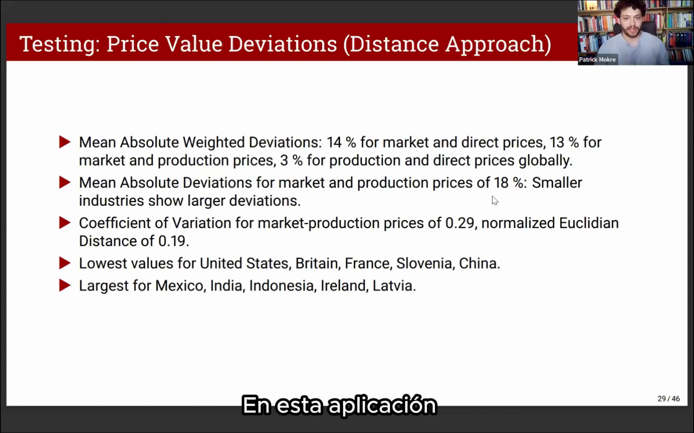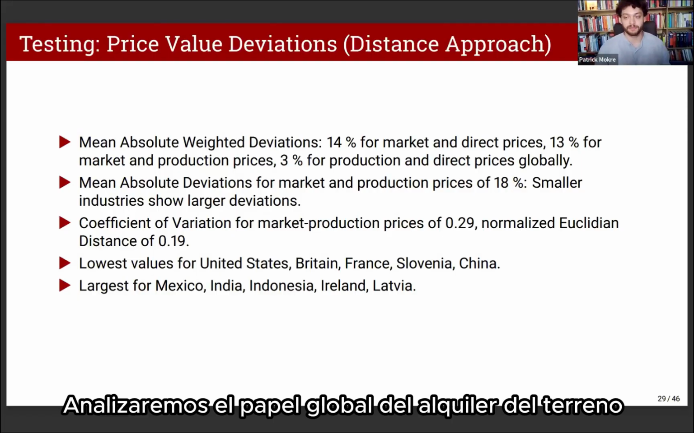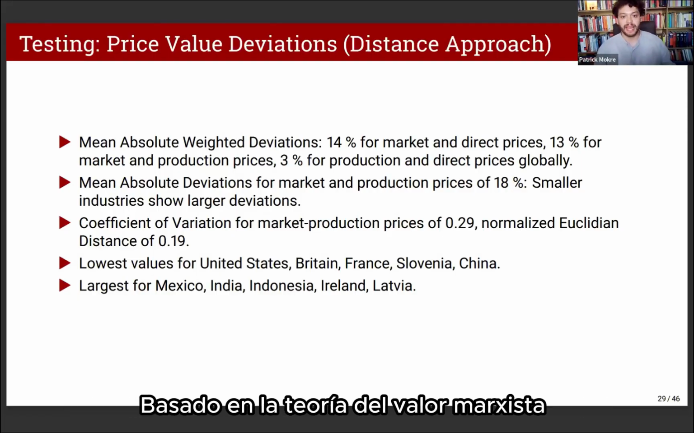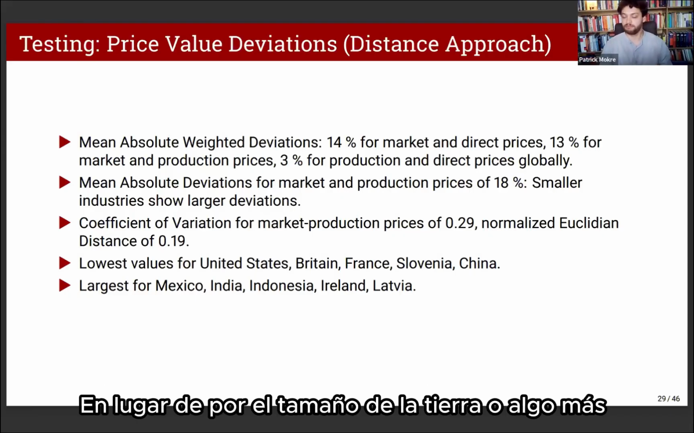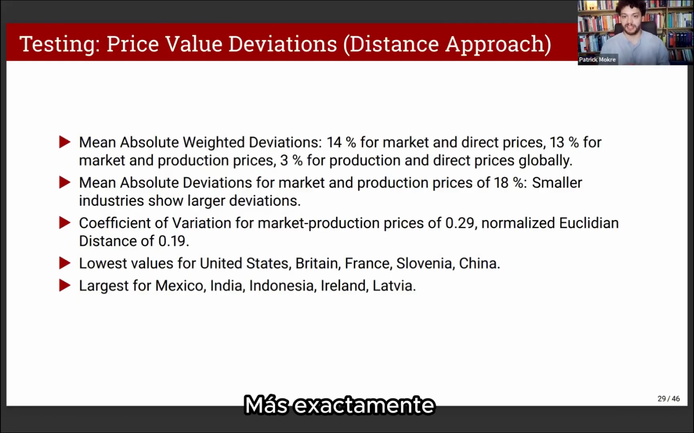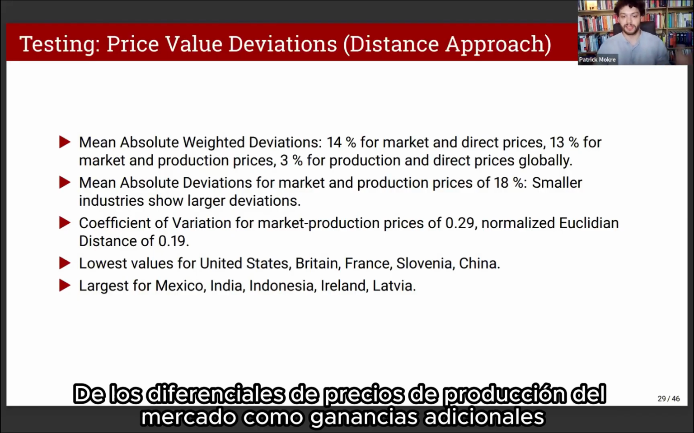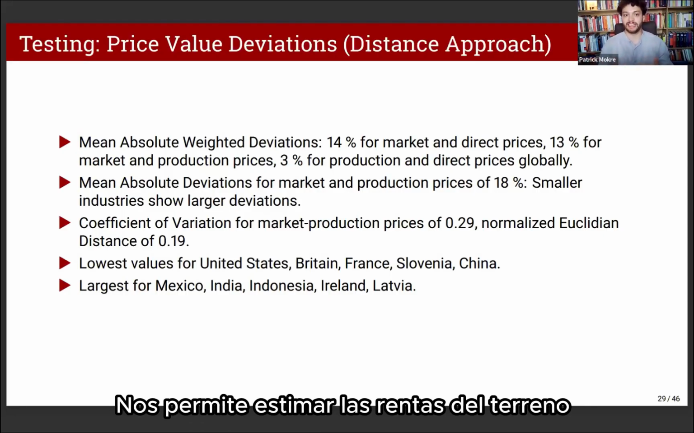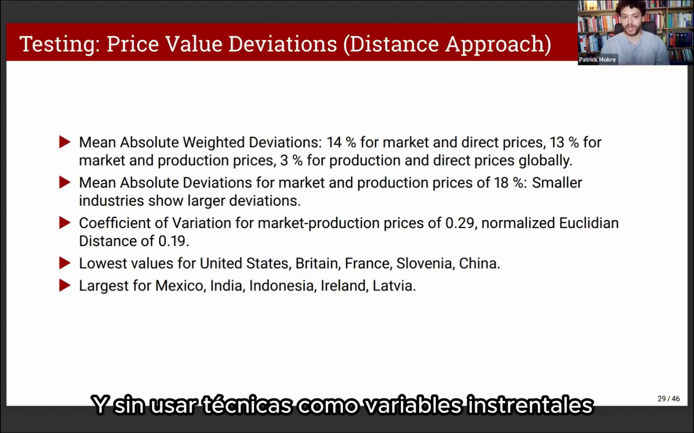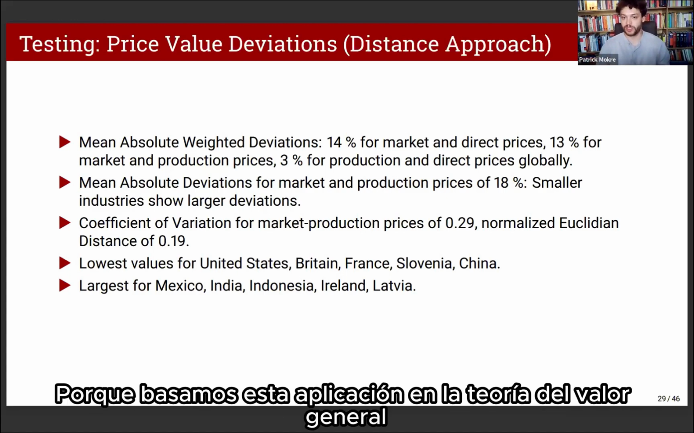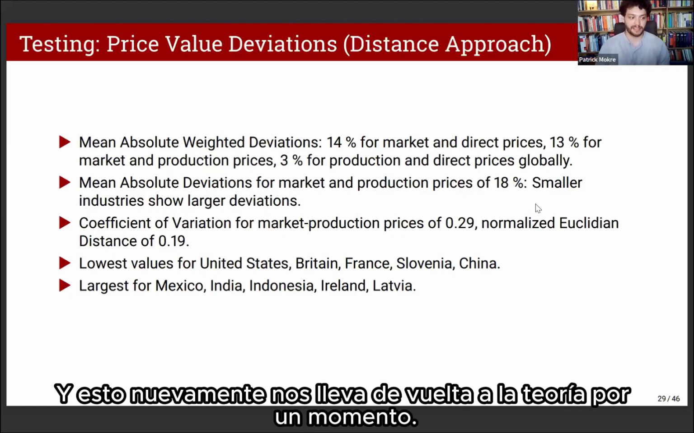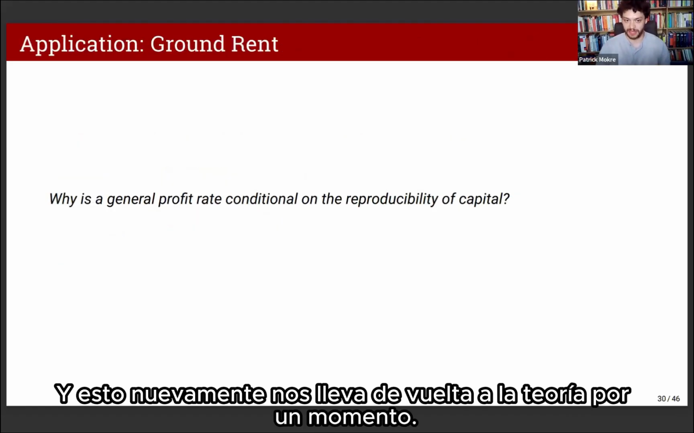In this application, we will analyze the global role of ground rent based on Marxist value theory. And this is a key moment here, because by estimating ground rents from values rather than from land size or something else, more precisely from the market-production price differentials as extra profits, it allows us to estimate ground rents independently from land valuation, and without using techniques like instrumental variables or other causal methods. This is only possible because we ground this application in the overarching value theory. And this again brings us back to theory for just a bit.